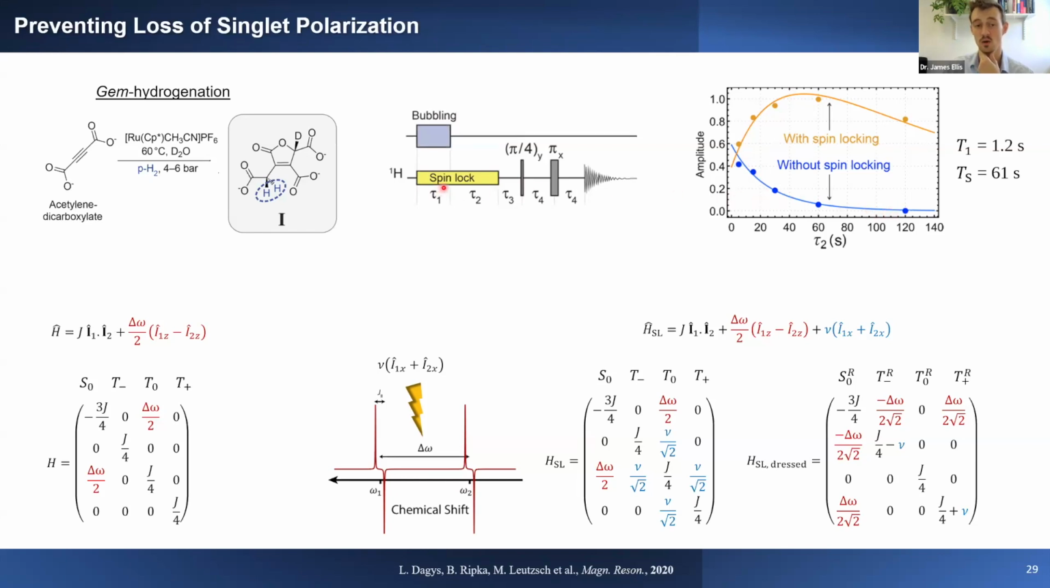The reason that you relatively quickly lose the polarization is because these protons do have a chemical shift difference. But if you apply spin locking, you lock them in a singlet state, and you can generate much larger magnetizations that persist for a longer time. And that's shown here. So the protons have a very short T1, but the singlet lifetime is about a minute.